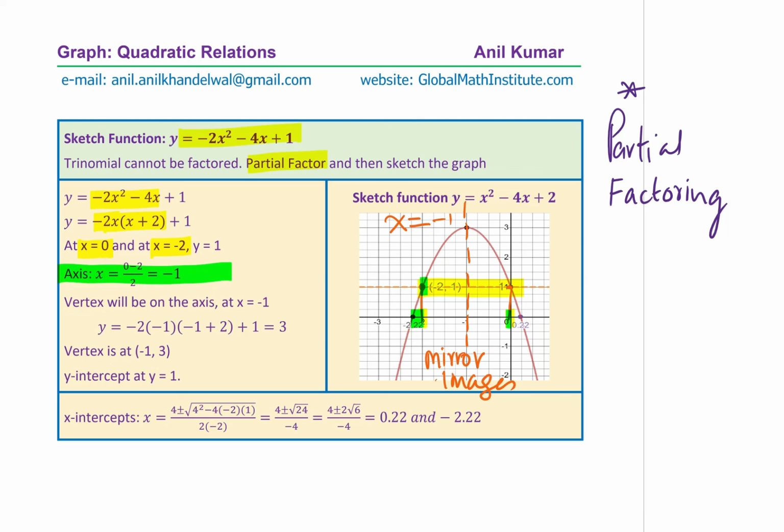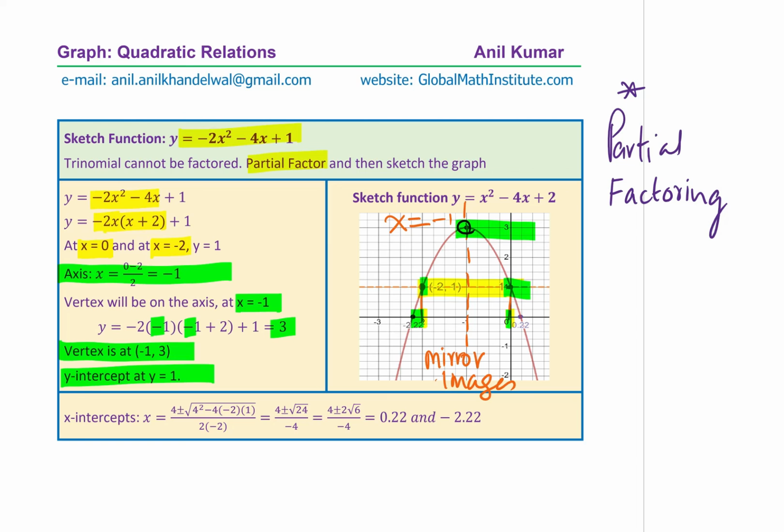Now the next step is to find the vertex. You substitute the value of -1 for x in the equation itself. Once you do that, you get the y value, which is 3. So now we know the vertex. You see how easily we could find the vertex of this particular parabola. Is that clear to you? So we know the vertex and we know the y-intercept. Those 2 points are now known to us and we have the graph.